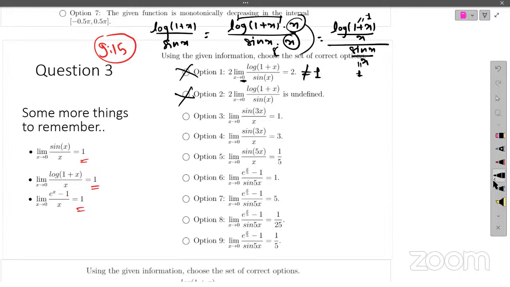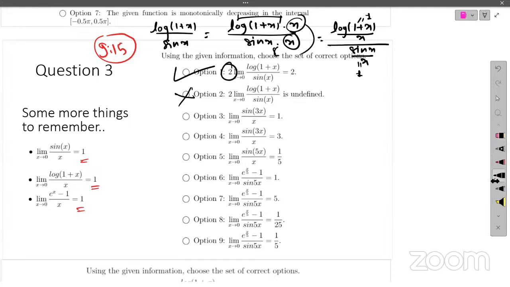I am sorry. Because of this 2, it will be equal to 2. So this option is correct. I missed this 2, sorry. Yes, this option is correct. So that's why it will be 2 into 1, which means 2. Correct. Okay.